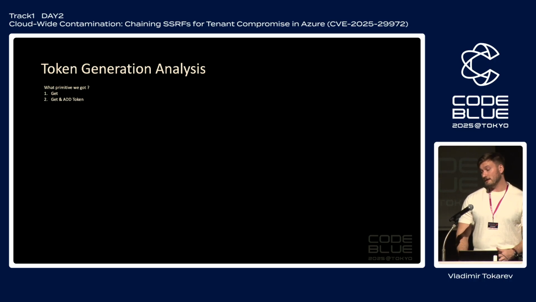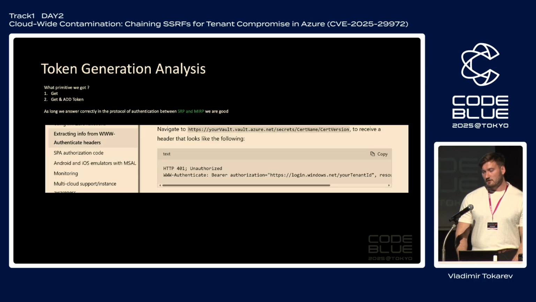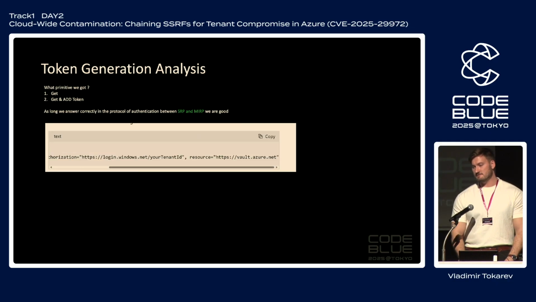And so this is the primitive, right? Then GET with ID token or POST with ID token. And so the trick is, as long as the attacker can mimic MIRP's behavior, they will be good, right? So for the attacker to understand how to mimic this behavior, they first need to understand what the WWW-Authenticate header is and how it is defined. And happily for us, Microsoft and Azure have a pretty good definition of this in their documentation. So we have the authorization header and the resource header.